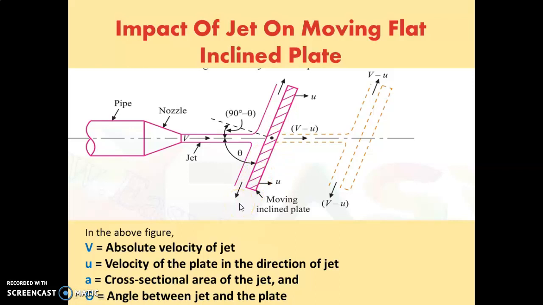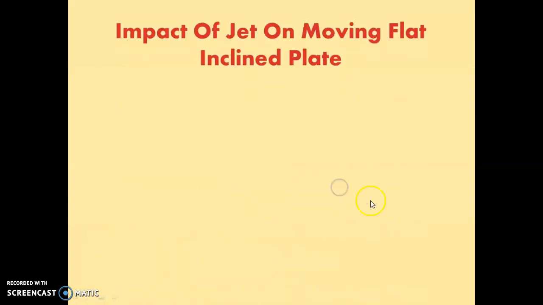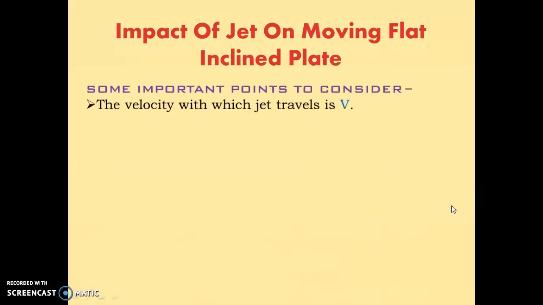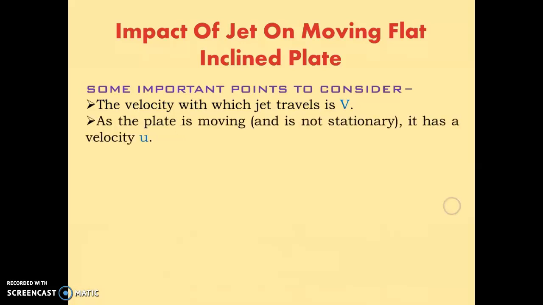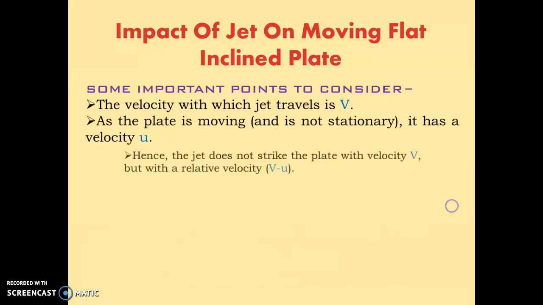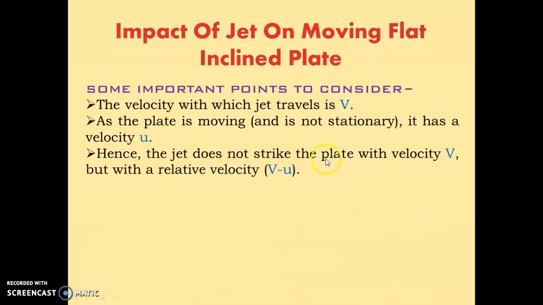Okay, now we'll see some important points to be remembered. These important points are the same as we saw last time in the example of impact of jet on moving flat vertical plate. Those points are: the velocity of the jet is V, as we know. The velocity of the plate is u, as it is moving and not stationary. Hence, the jet will strike the plate with a relative velocity V minus u, that is velocity of jet minus velocity of plate.